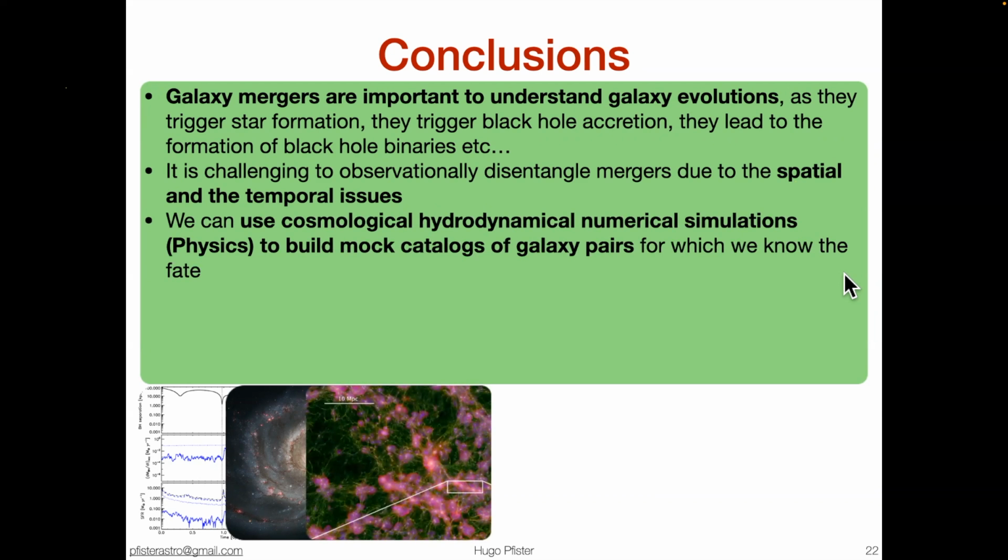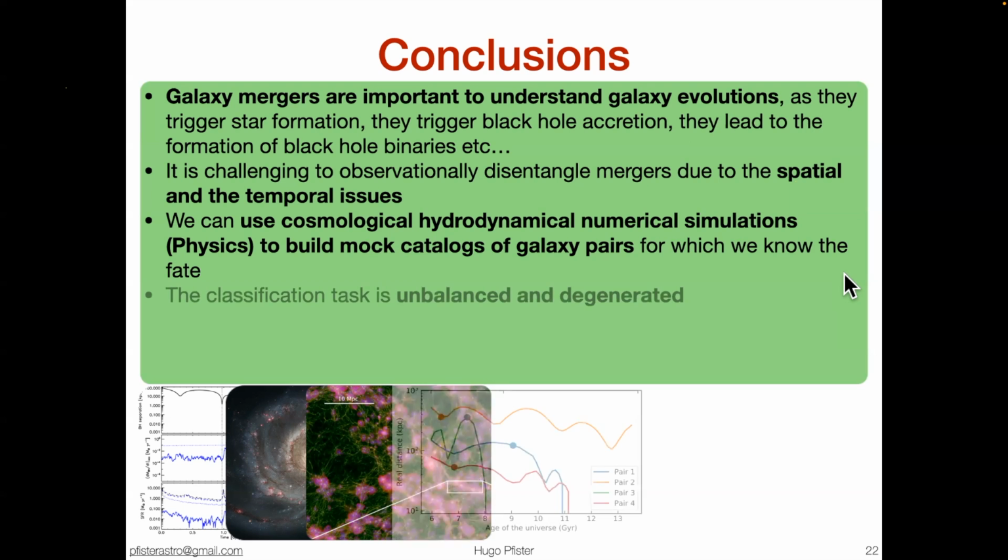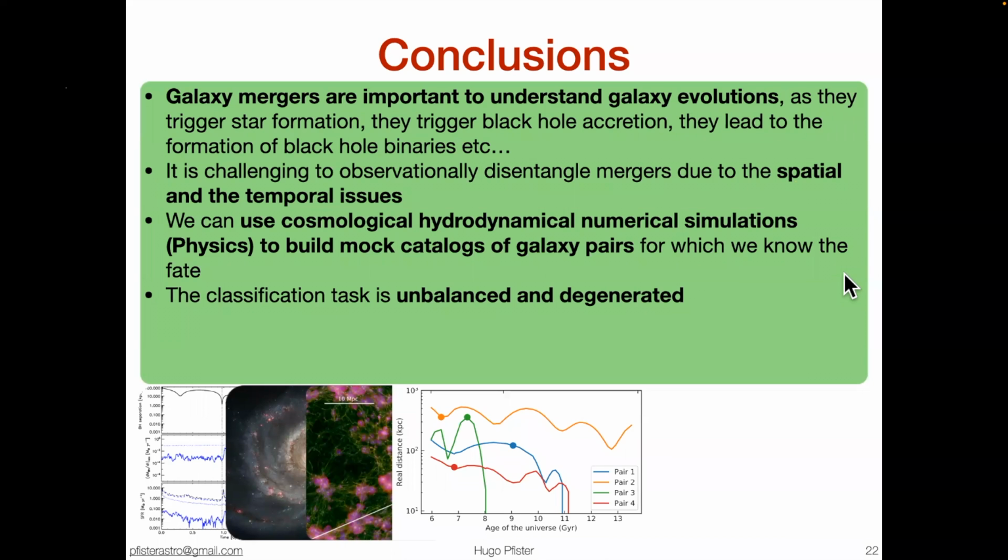I hope that I showed you that we can use cosmological, hydrodynamic, numerical simulations, which are essentially physics laws that you integrate forward in time, to build mock catalogs of galaxy pairs. We know the fate of these galaxy pairs, so we can go from the theorist view, where we have all this information, to the observer view, where we have our real universe. That this classification problem is difficult because it's not only unbalanced, but also very degenerate.